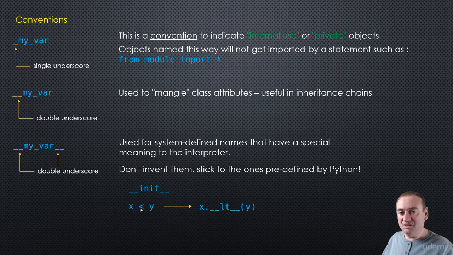So that's why these are system defined. Don't invent some. You never know what could happen in future versions of Python. Maybe whatever you decided to use gets used in the Python standard later, and then there's going to be a conflict between the two potentially.